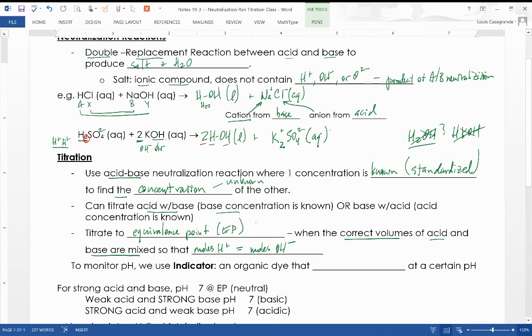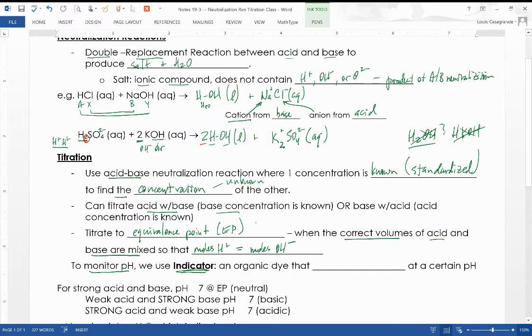What we do is we monitor the pH. We're going to talk about pH tomorrow. pH is basically how acidic or basic the solution is. Now, these are two clear, colorless solutions. Acids are clear and colorless, bases are clear and colorless. How are you going to know when the reaction is over? You have to use an indicator.